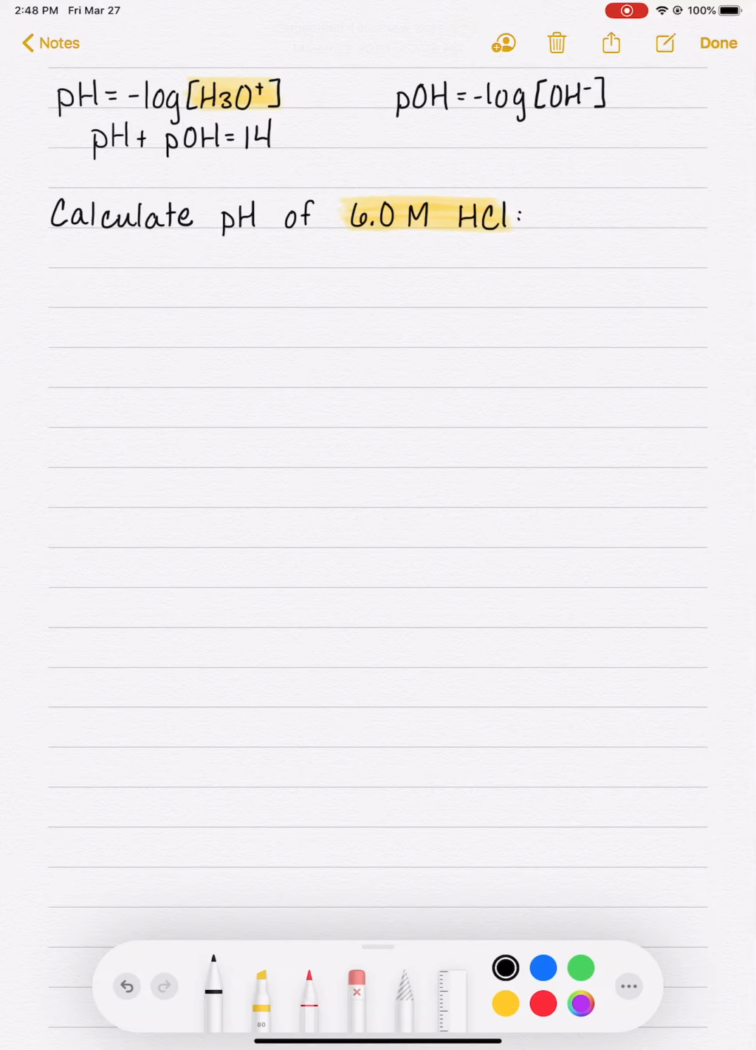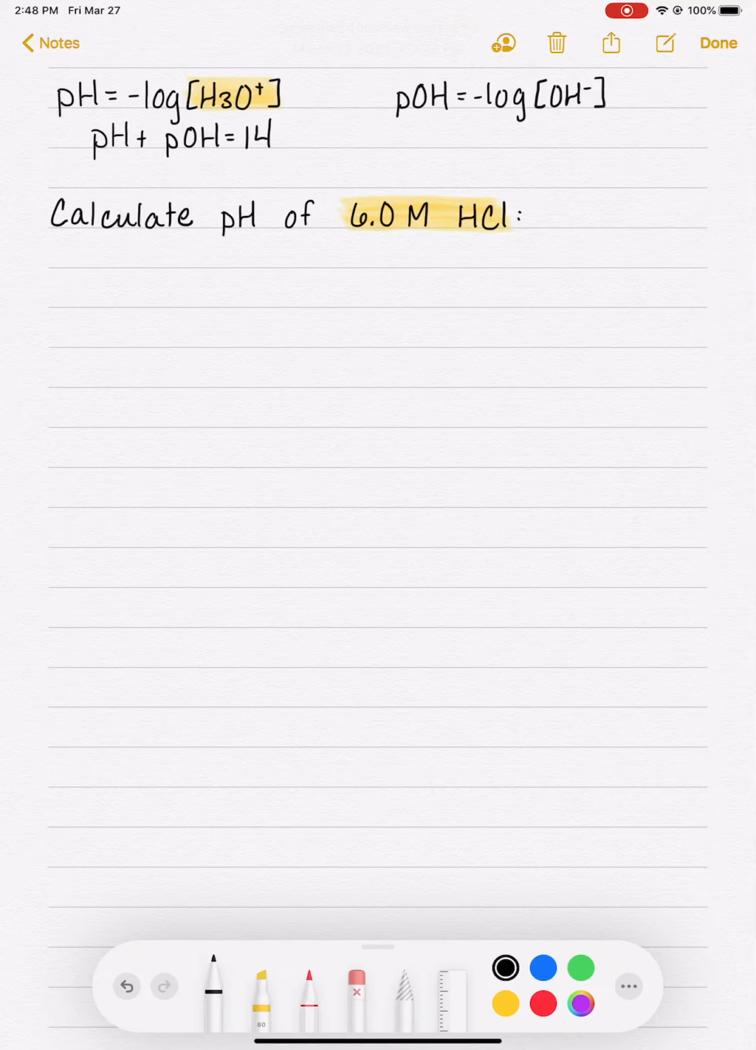So ICE table, as a reminder, the I stands for the initial concentrations of all of these different things. Initially, what we have is 6 molar HCl. I'm just going to put 6.0. And before this reaction took place, before anything happened, we had no H3O plus and no Cl minus. So prior to a reaction occurring, we had no products.